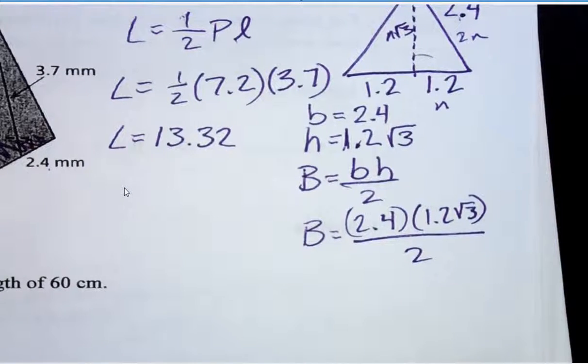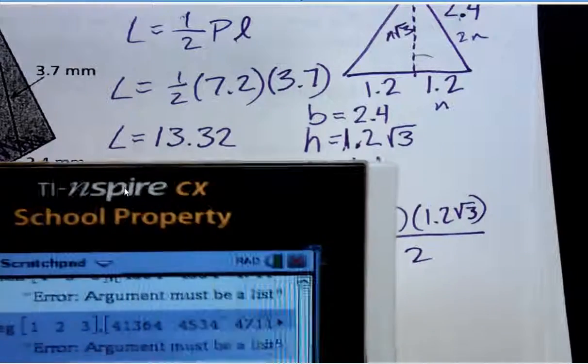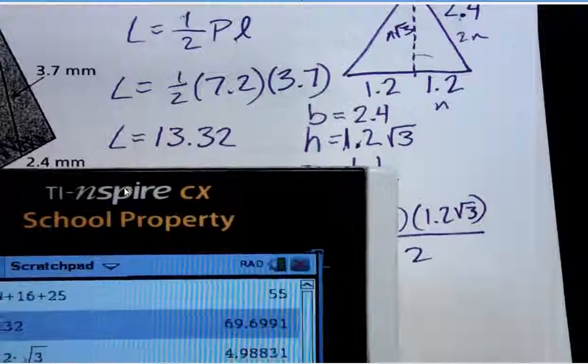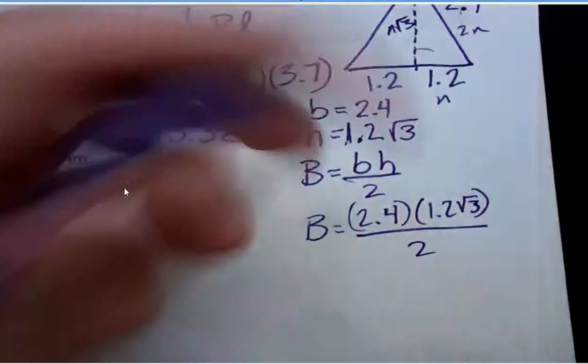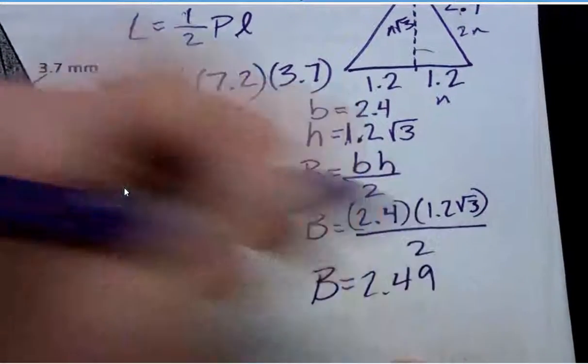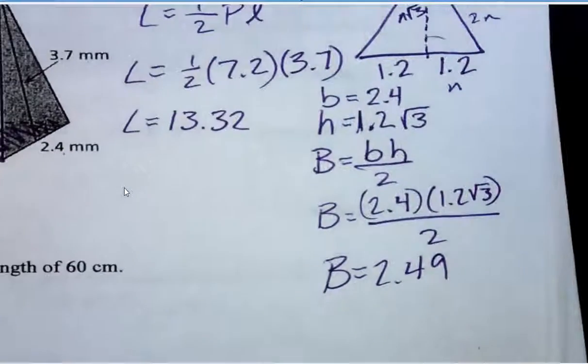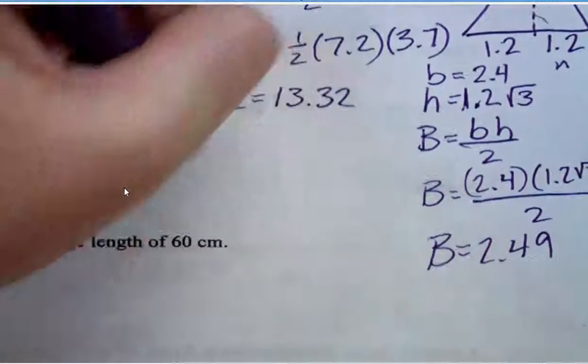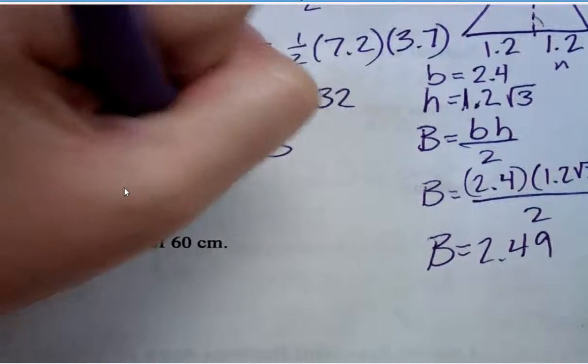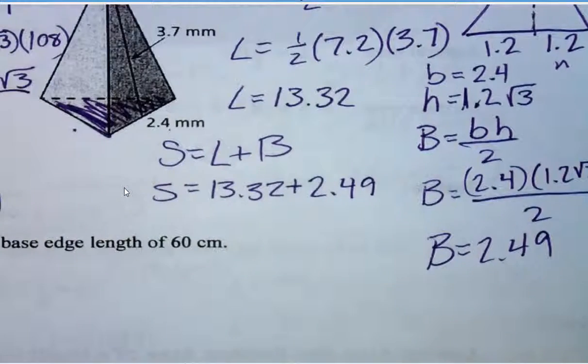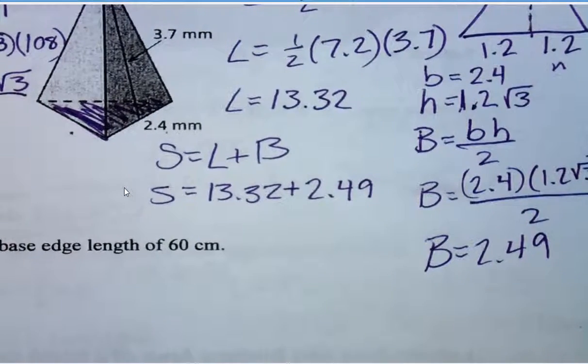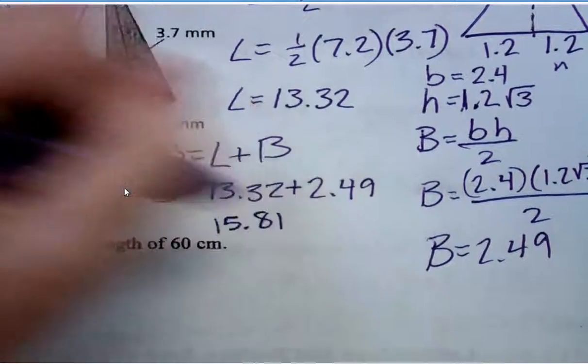So, what are we getting when we put that in there? 2.4 times 1.2 root 3 divided by 2. 2.49? Cool. Alright, now we have everything we need. We just add those two numbers together. So S equals L plus B. The L is 13.32. The base is 2.49. So you get 15.81.